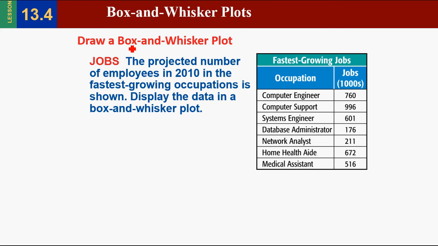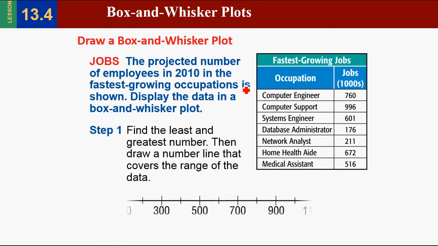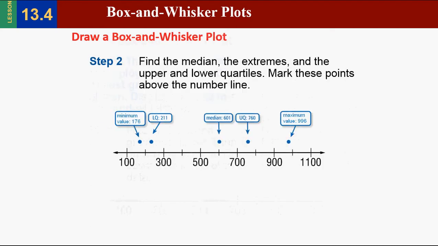Well, imagine we have all these jobs over here on the side. We can see the jobs in numbers of thousands, like computer engineering, computer support, and all that. And we wanted to make a box and whisker plot. The first thing we have to do is organize all of this data. We find the least and the biggest value. Those will be our extreme values, or the range of the data set. We put a little dot on both. After we organize them, we can put it on top of the number line. We put the dot with the minimum value.